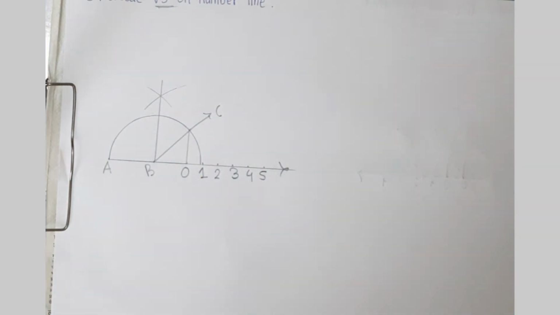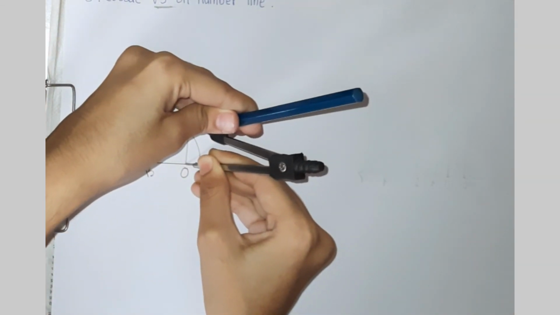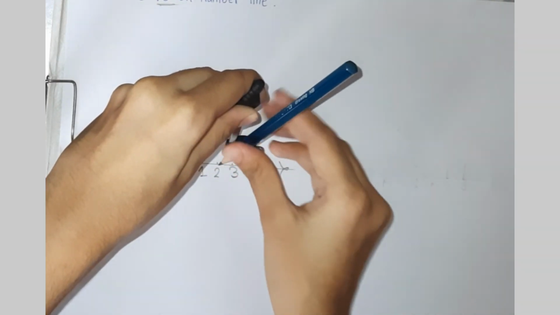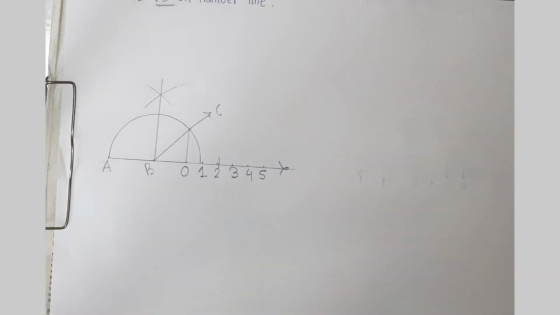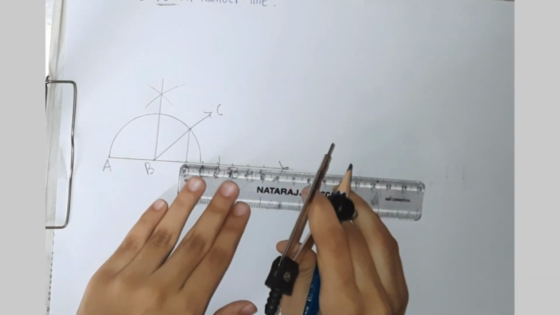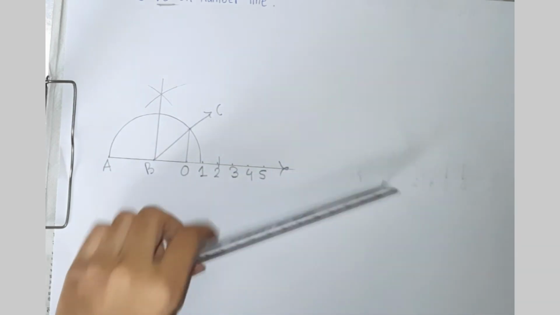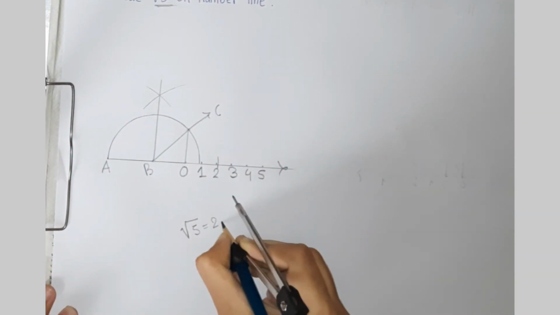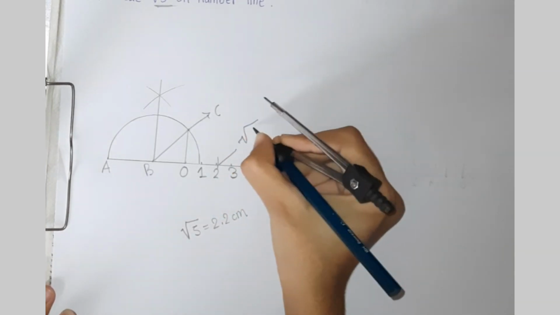We will take the measurement of this O with the C and then we will cut an arc here. Let's measure it. It would be at root 5 is equal to 2.2 centimeter. This is the root 5.